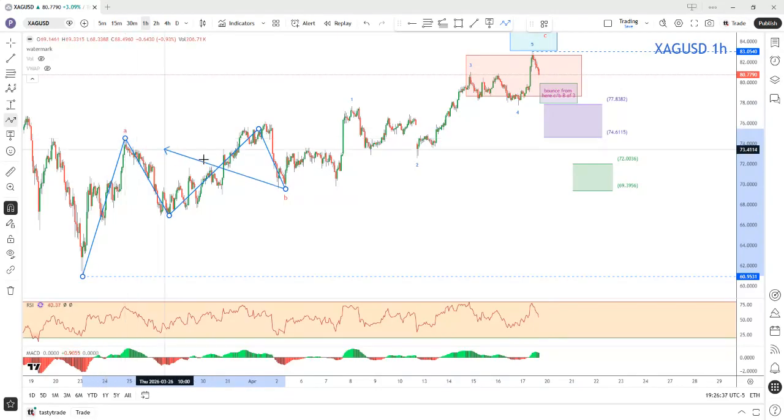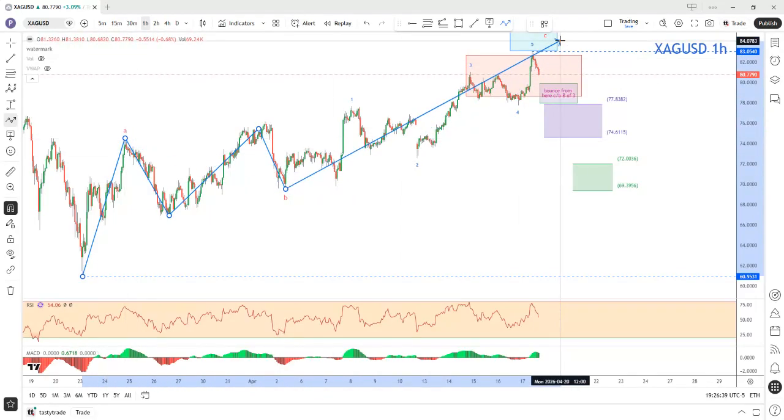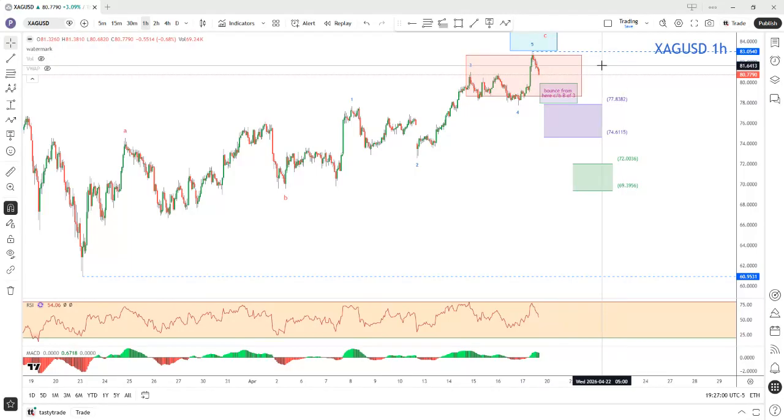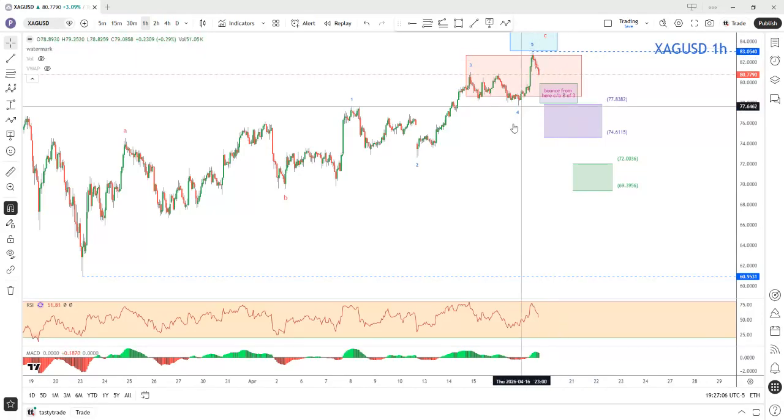But this would be 1, 2, and then 3 would be up in here, and then we get a correction for 4 and still go up for 5. So that's the most bullish pattern: you just get a little bounce, really a drop no lower than 78, and then you go back up and break 83, and you'd be into the blue box. So that's the most bullish.